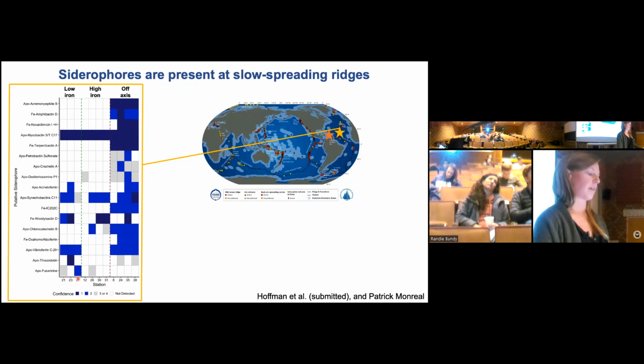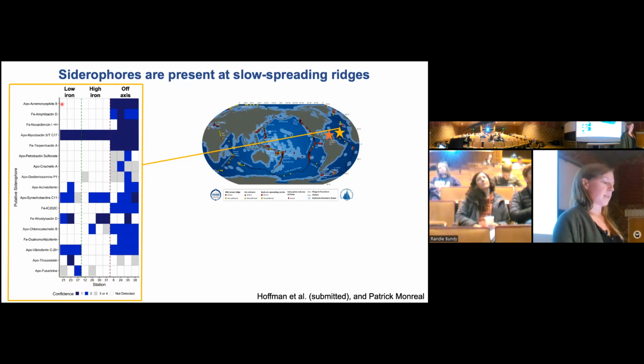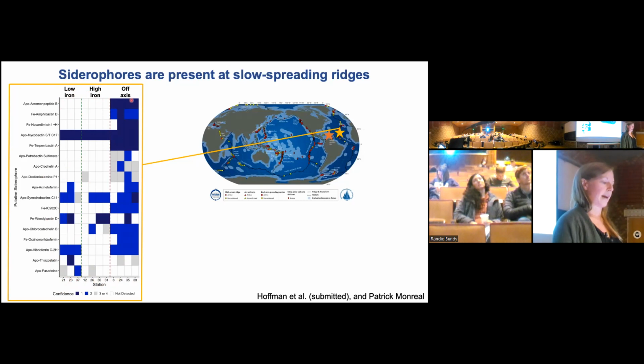And again, the colors are just showing the presence or absence of that particular siderophore and our confidence level in them. And then the stations are also kind of organized by iron environment. So low iron, high iron, or slightly off the ridge axis.